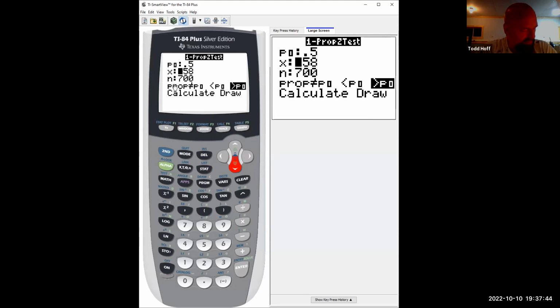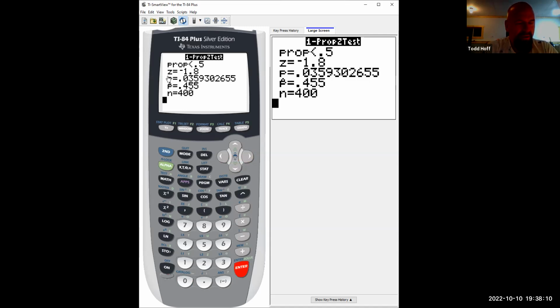X here is the number that are successful. Now, 218 use hard copy, but remember, the bookstore was talking about ebooks. So it's the 182 that are using ebooks that we want there, out of a sample size of 400. And the alternative is less than, so we select less than there. Then we go to calculate. Now we get z of negative 1.8 and a p-value of 0.0359.